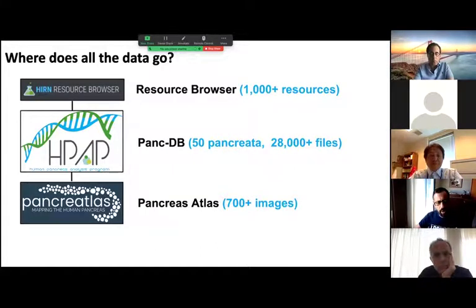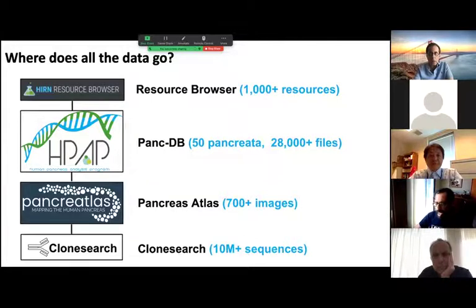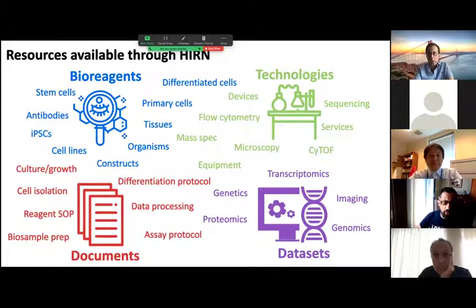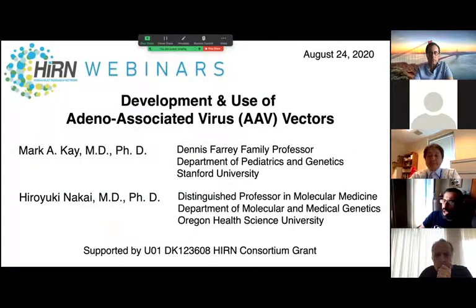But for today, what we're going to be talking about is a really interesting project, and that has to do with the different resources that HERN generates. So, you know, whether we're talking about technologies or bioreagents or transcriptomics data sets, there's a lot of different opportunities both to interact with HERN and also use some of these tools for your own research. So today we have 2 very distinguished speakers who are going to talk to us about adeno-associated viral vectors.